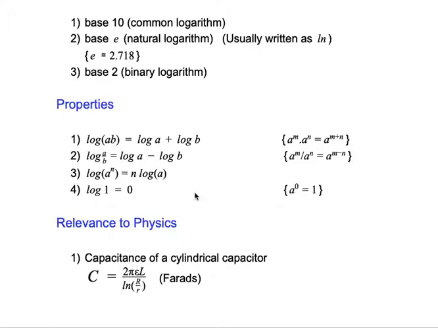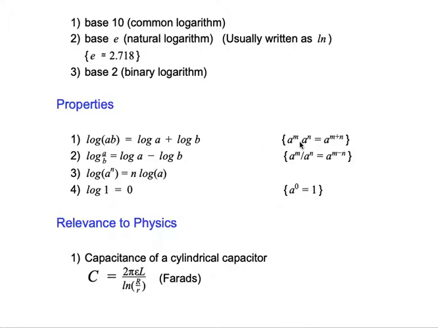For example, take A as 4 and B as 16. Now, 4 into 16 is 64. Let's say that the base of this logarithm was 2. So A into B over here gives us 4 into 16, which is 64. 64 to the base 2 is basically equal to 6. You will get that as log 4 base 2, which is 2, plus log 16 base 2, which is 4. So you will get 2 plus 4 equals 6.